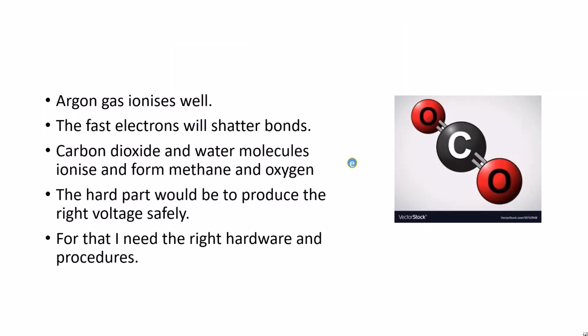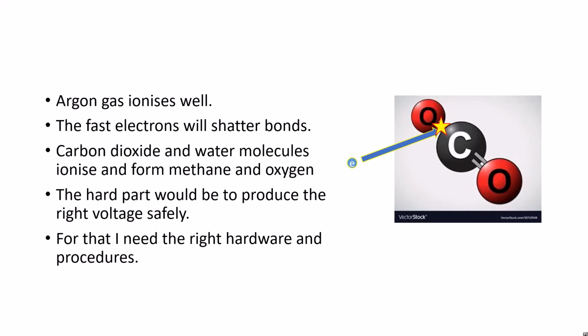The goal is to turn argon gas into a cold plasma, as it ionizes easily and safely. The fast-flowing electrons from the plasma will be used to break carbon dioxide bonds and water molecule bonds. This will create the elements needed to form methane spontaneously as a product, and oxygen gas as a side product. To create the plasma in the first place, however, the right voltage is needed to be put across the argon gas to create the arc.